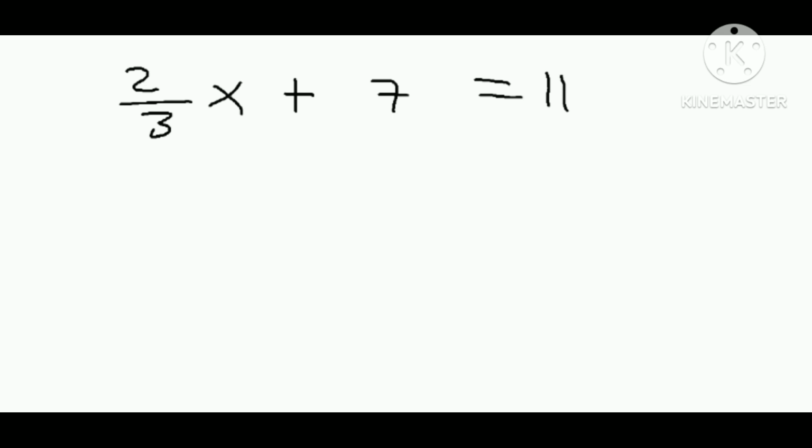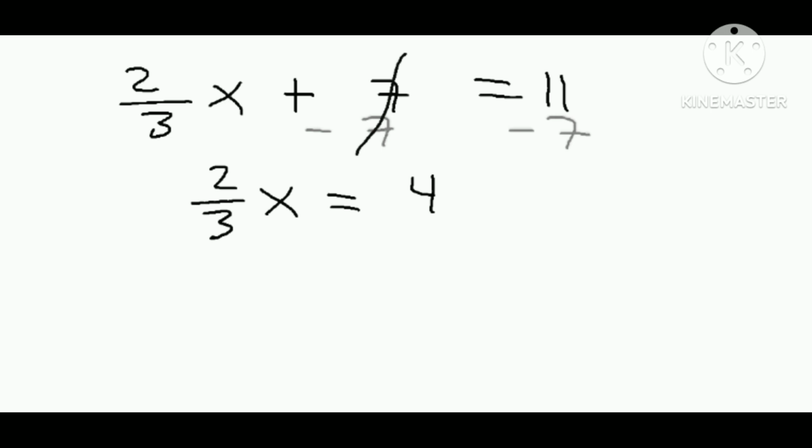So before we deal with a fraction, we could subtract both sides by 7. And that should make it a lot easier. So what we now have is 2/3 x is equal to 11 minus 7, which is 4. Now notice that we have a 3 in the bottom. The best thing to do in this particular case is to multiply both sides by 3.